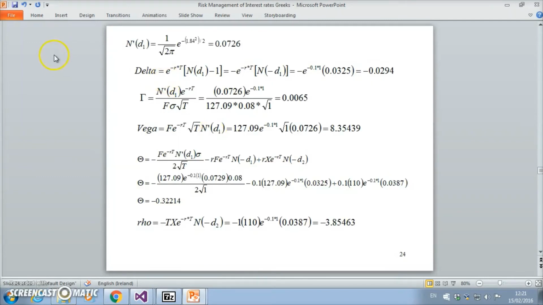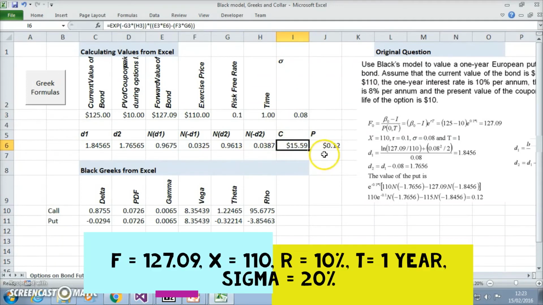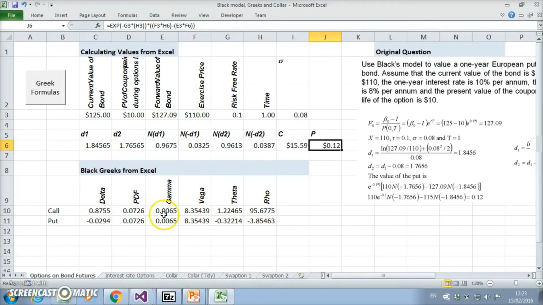Okay, so let's look at this in Excel for a moment. Okay, so I've set out the original question, 125. Could take this down a notch. When we generate, that's the original bond price, present value coupons 10, 127.09 is the futures price, and then the exercise 110, risk-free rate 10%, 1 year, volatility 8%, and the value of the call 15, the value of the put, which is generated here, is 12, and then I've estimated the delta, gamma, vega, theta, and rho, and I've also used the estimated probability density function.